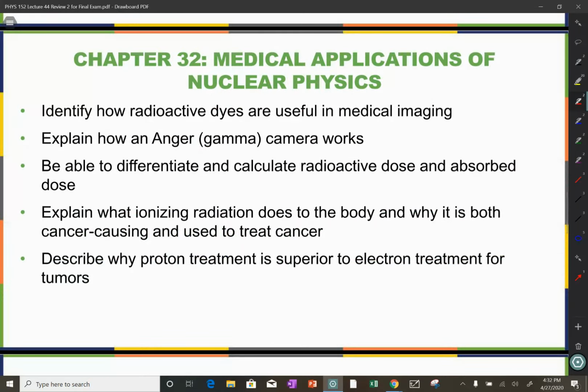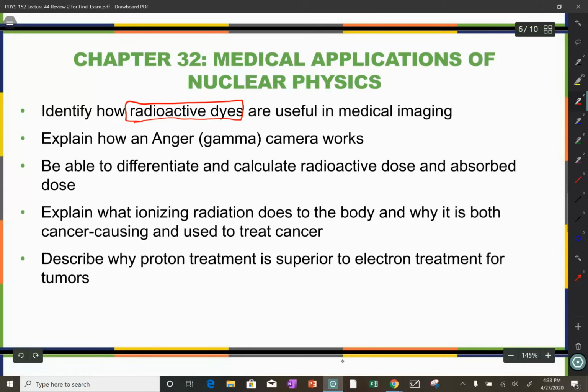And now newer stuff. Chapter 32, medical applications of nuclear physics. I know a lot of you are taking this class for medical professions, so this is something that hopefully was more interesting to you. Identify why we use radioactive dyes that give off a radioactive emission in the body. The answer is because then we can see where the dye is flowing. So if you put the dye in the blood, you can see where the blood goes. You can see if it's leaking out, things like that.